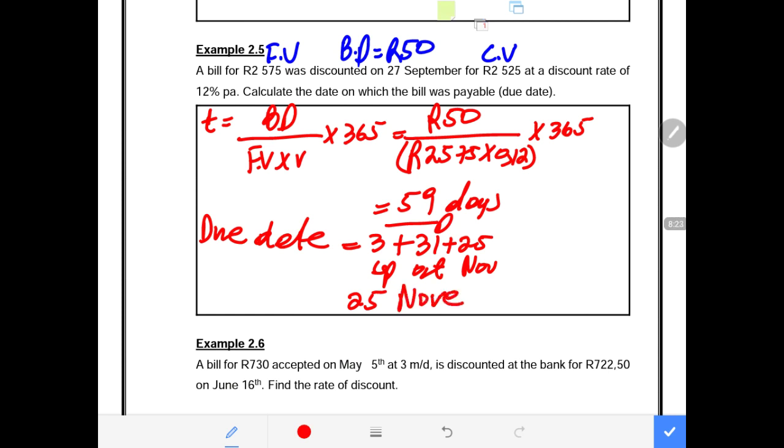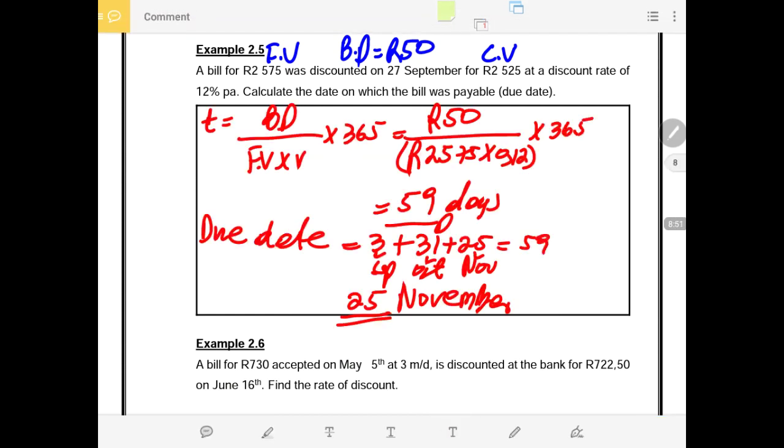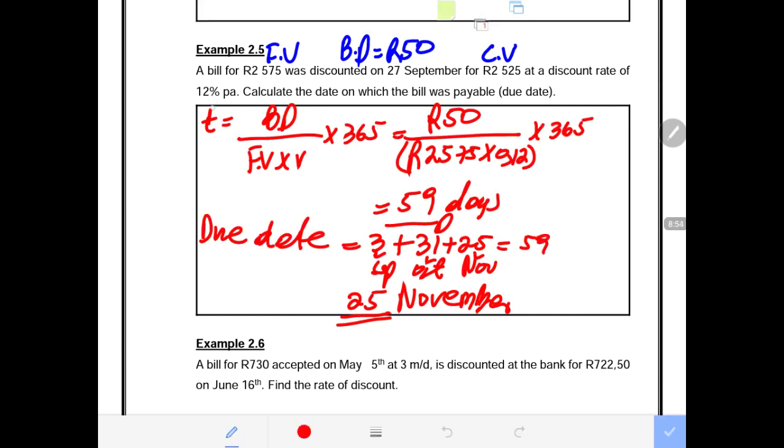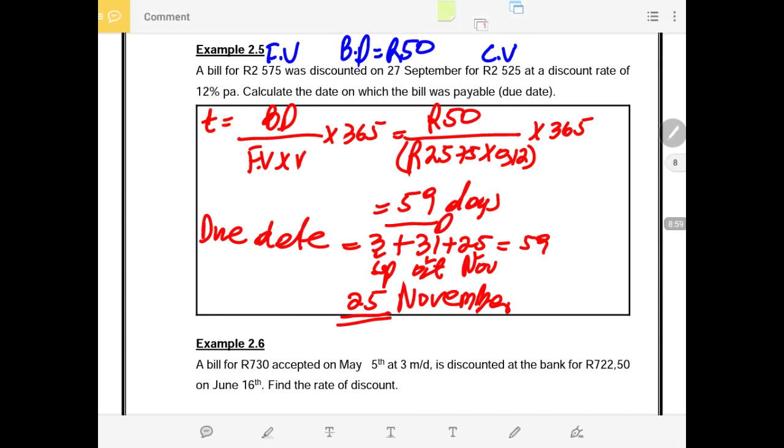The bill is due on the 25th of November. That is the due date of the bill. So we can say that 3 plus 31 plus 25 is equal to 59. And the 59th day falls on the 25th of November. That becomes the due date of this bill. So with that, guys, I've made myself very clear on that one. We have now extracted part of our formula to calculate T, which is our unexpired period.